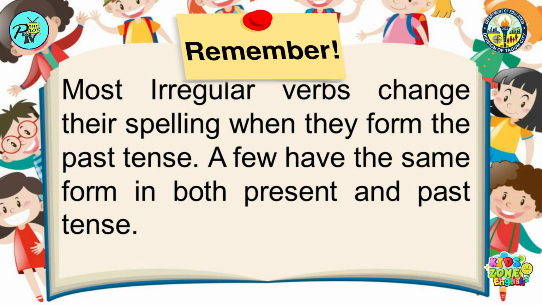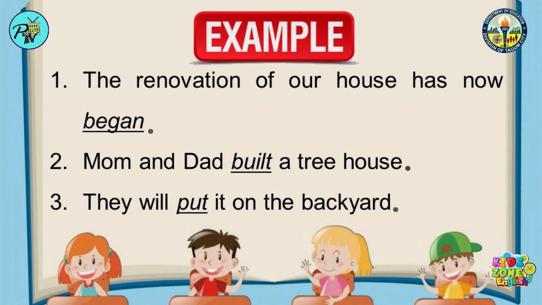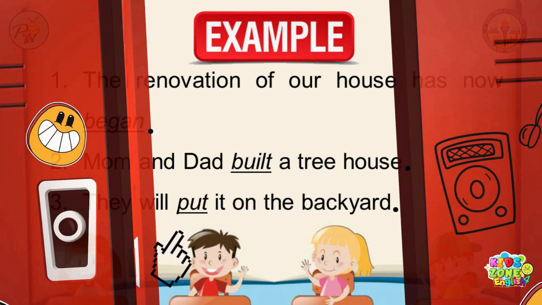Most irregular verbs change their spelling when they form the past tense. A few have the same form in both present and past tense. Examples: The renovation of our house has now begun. Mom and Dad built a treehouse. They will put it on the backyard.